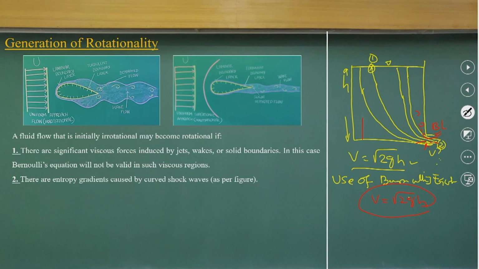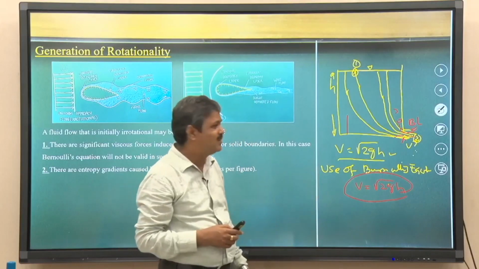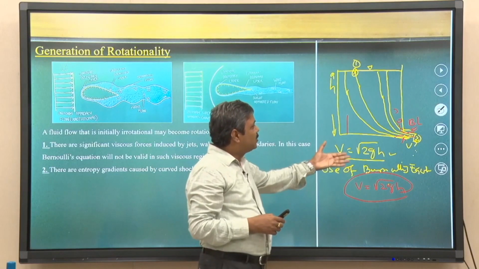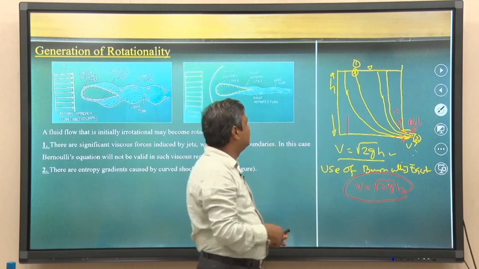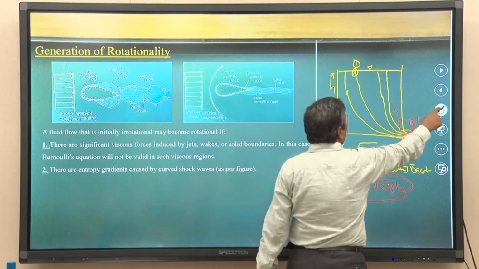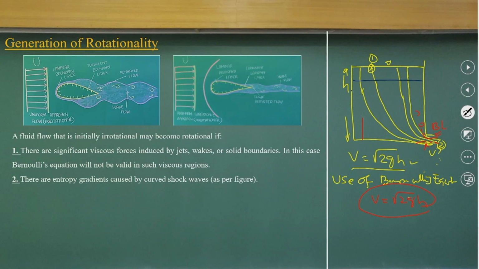That is the objective of this course: not to get V equal to square root of 2 g h, which is not necessary to understand fluid mechanics to solve these problems. But you try to understand what type of stream functions are there, and if these are the stream functions, what could be my potential functions. Okay, this could be my potential function.